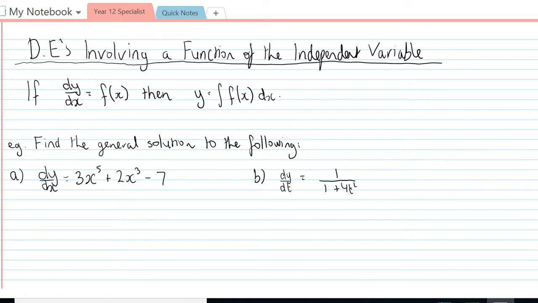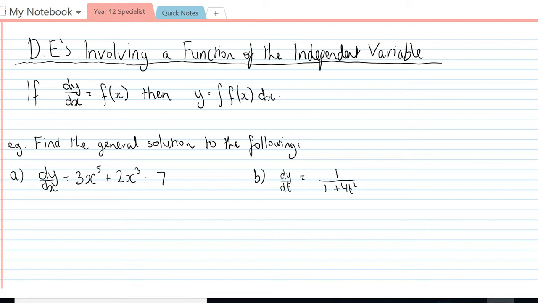Hi everyone, welcome to this video on differential equations involving a function of the independent variable. Now, as we've talked about, differential equations are equations that involve a dy dx or a d squared y dx squared. And the solution to them is when we have an equation of the form y equals something and it no longer has any derivatives in it.